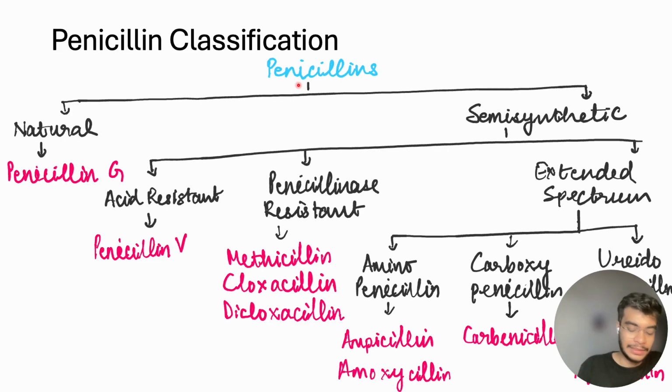Now we'll see the penicillin classification. Penicillins are classified into two groups: natural penicillin and semi-synthetic penicillin. Under natural penicillin we have penicillin G, and in semi-synthetic penicillin we have acid-resistant penicillin. Acid-resistant penicillin is penicillin V, then penicillinase-resistant: methicillin, cloxacillin, and dicloxacillin. Then we have extended spectrum penicillin.